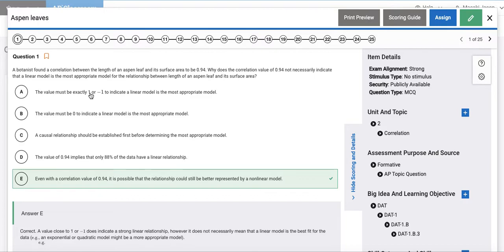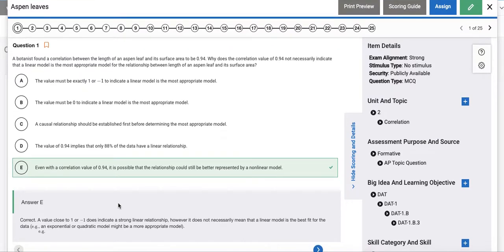1 means it's a positive association, very strong. It's linear. It's in the exact line. And then -1 would be a negative association. So when you calculate this, it's still possible that it's not linear, that a linear model is not appropriate. What do we have to look at, class, to make sure that's linear? We have to look at the residual plot. We'll come to some questions about that later. So in this case, it's possible that an exponential or quadratic model, which we haven't covered this year, and we won't, are still better. Okay, that's why the answer is E.